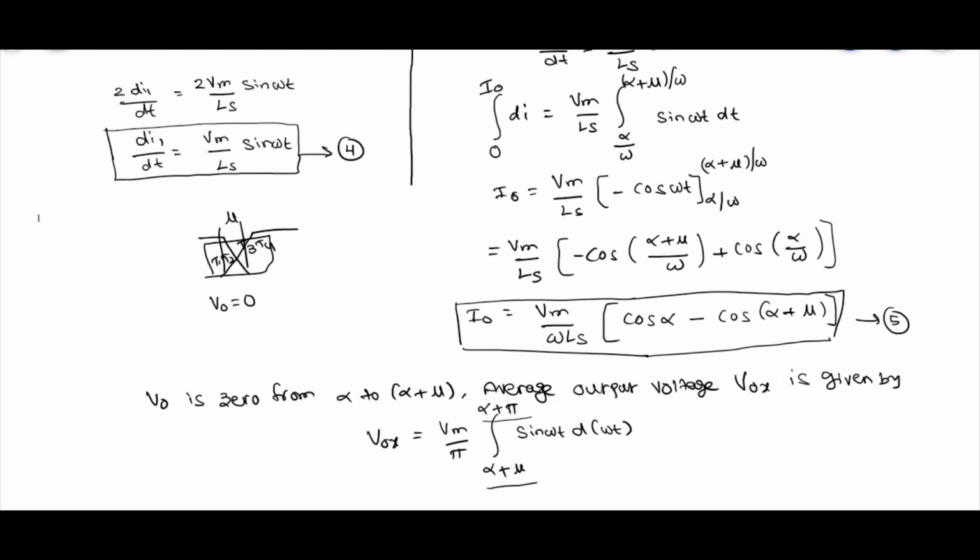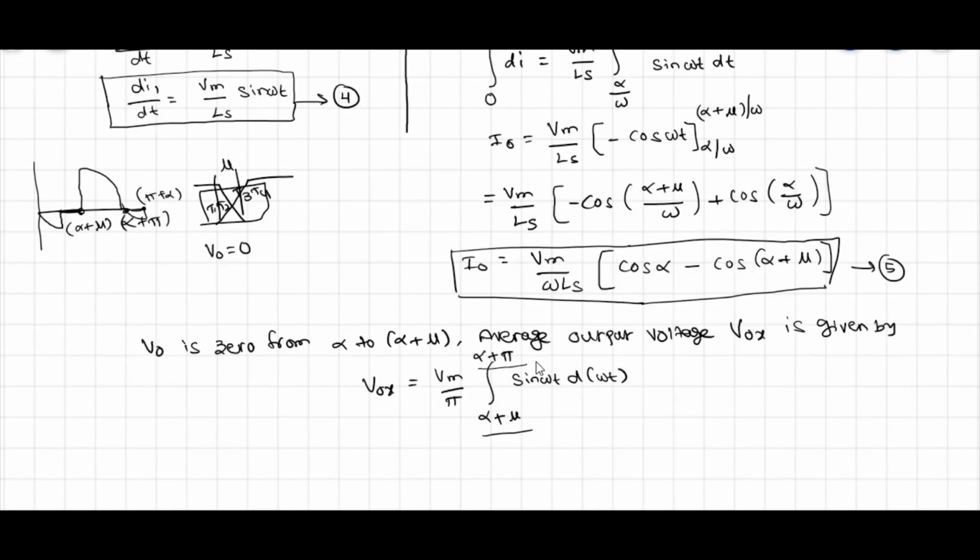If you go back and see your output voltage waveforms, you have the negative half, then there will be no output voltage during the overlap angle, and then you have the output voltage like this. So this point is alpha plus mu, and this point is alpha plus pi, which is pi plus alpha. That is what we are writing as alpha plus pi. So sin omega t d omega t. Let us do the integration for this, and we will proceed further.